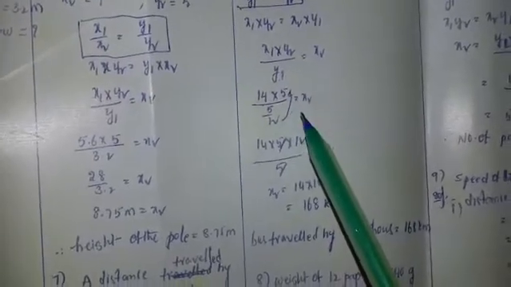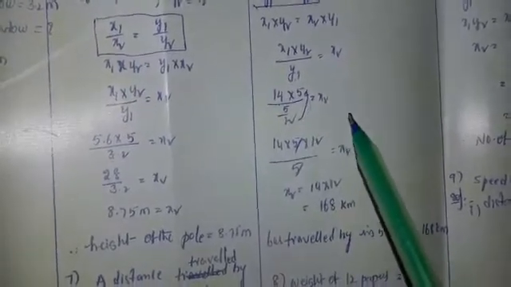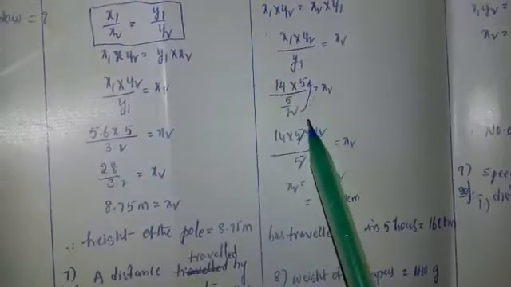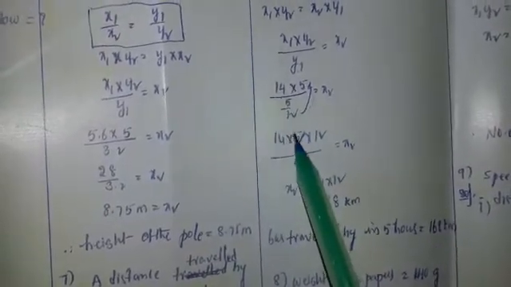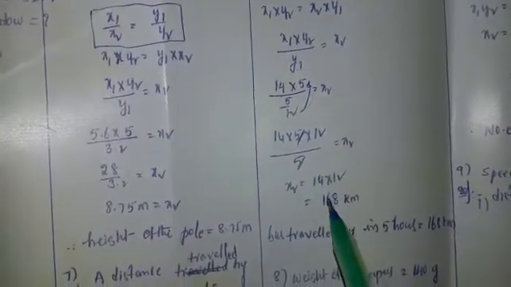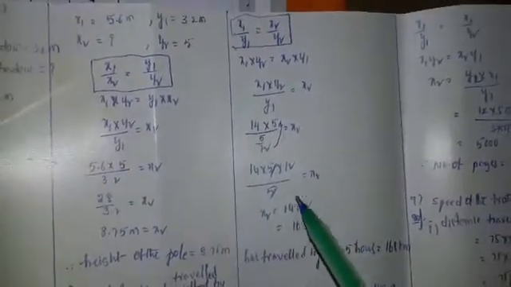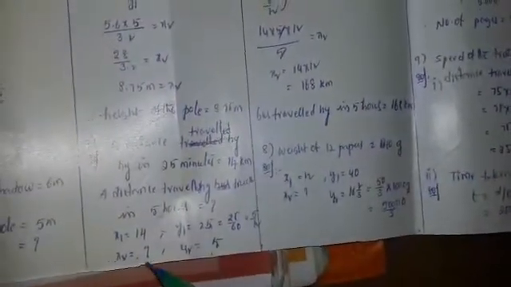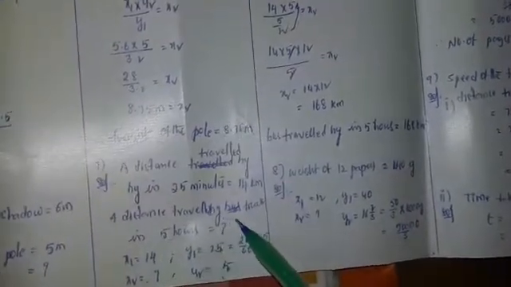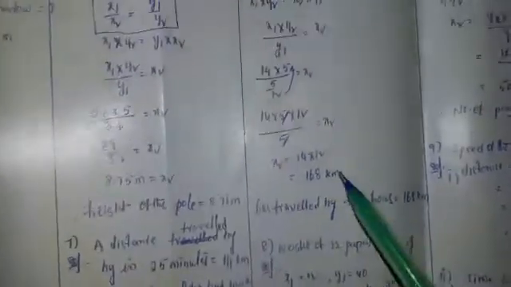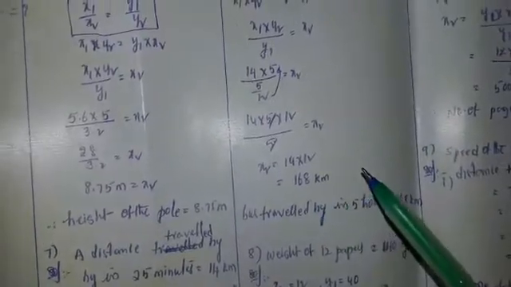belongs to the numerator, according to the maths rule. So 14 into 5 into 12 by 5. 5 cancels. 14 twelves are 168. So what is the x2? The distance traveled by the truck in 5 hours is equal to 168 kilometers.